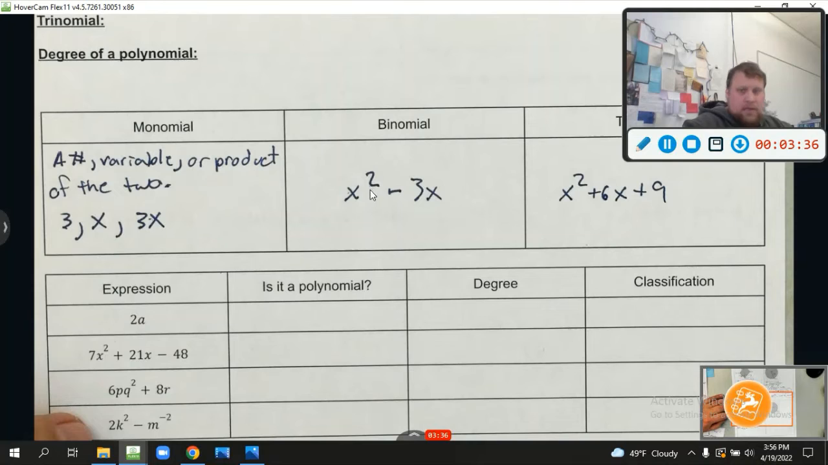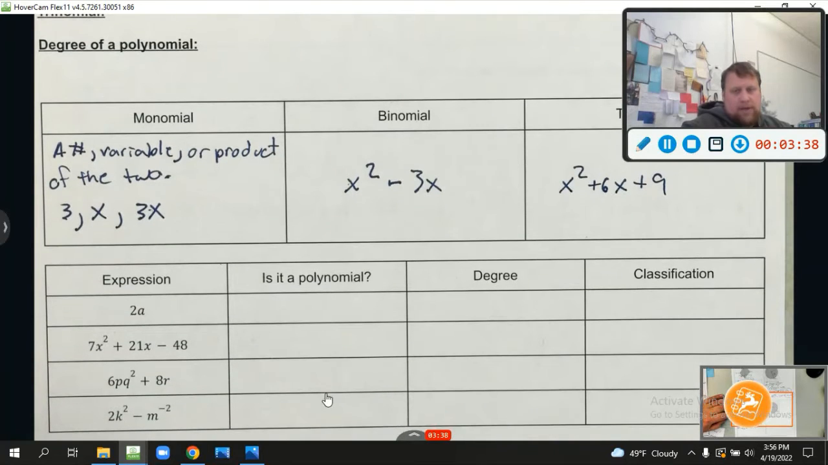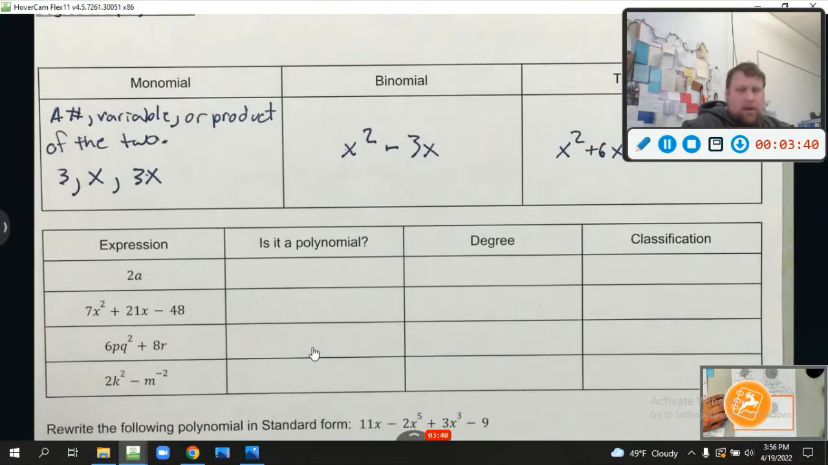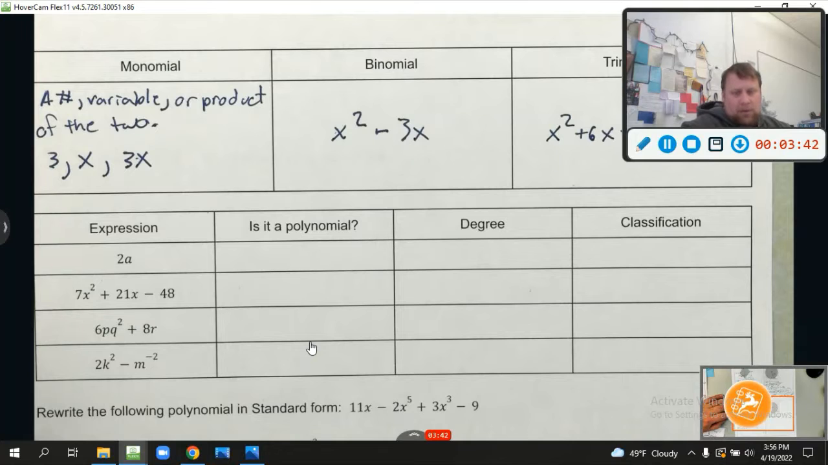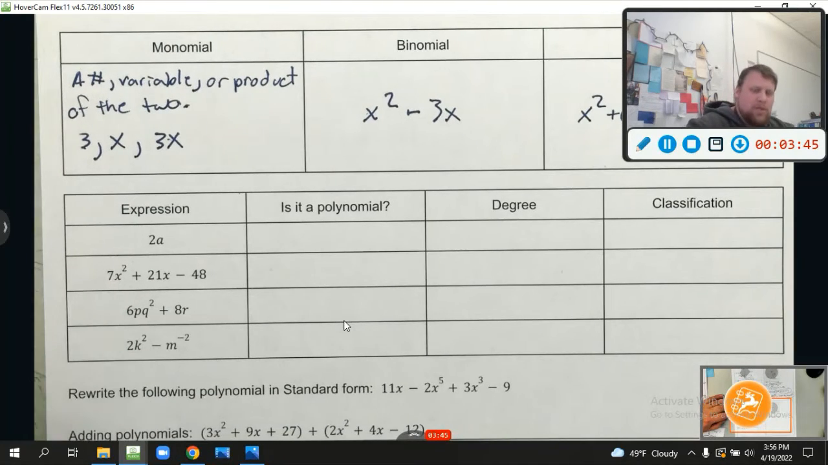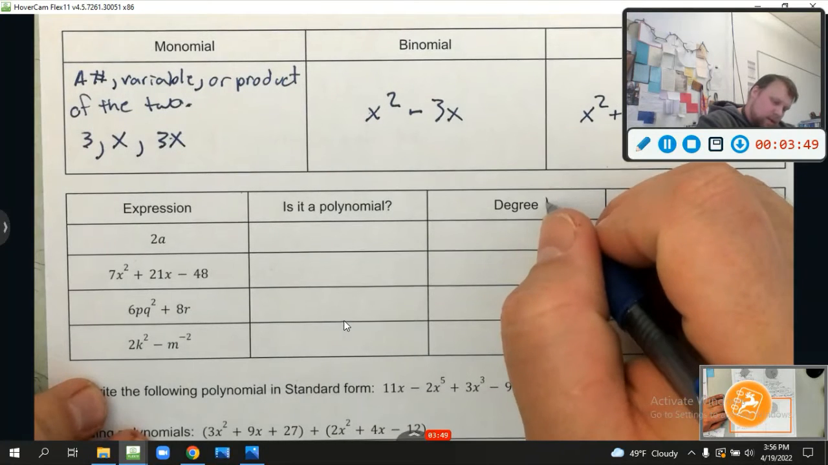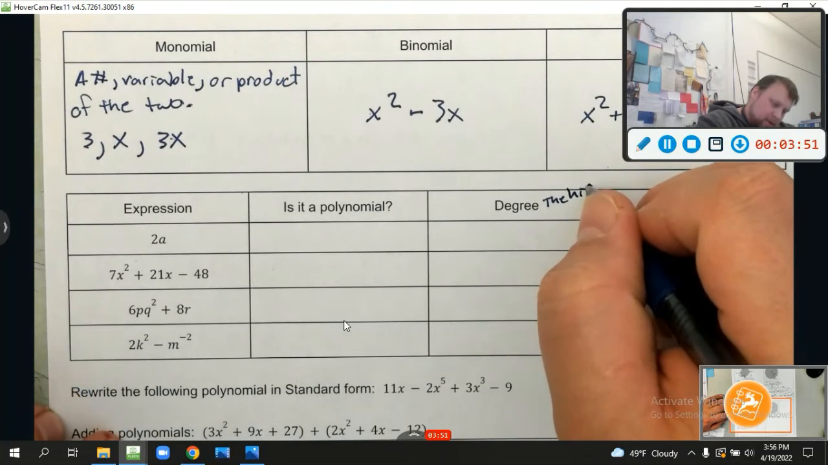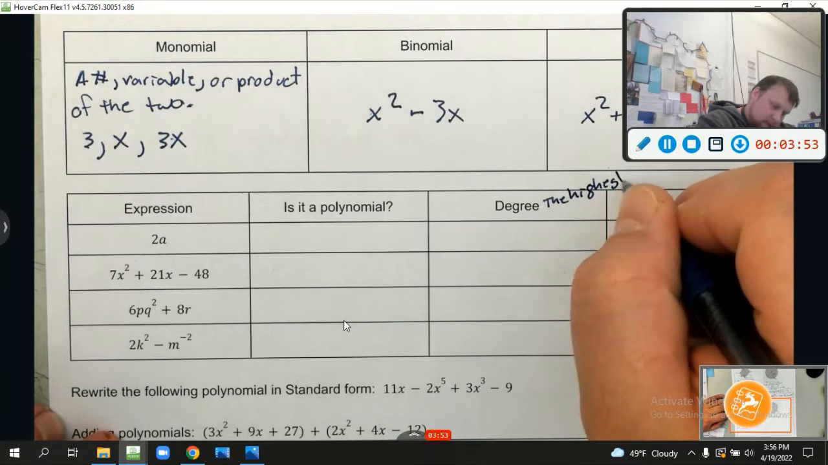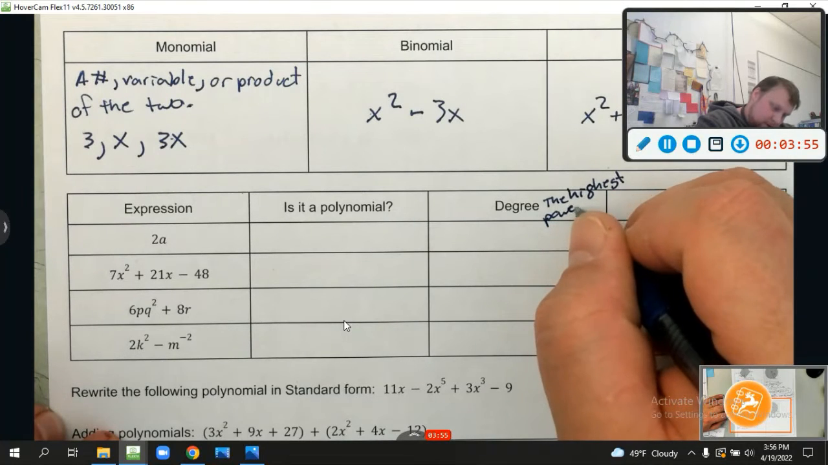Okay? So let's practice. Now we're going to talk about the concept of, is it a polynomial? If so, what kind of a polynomial and what degree is it? The degree is just the leading power, or the highest power, highest powered variable.